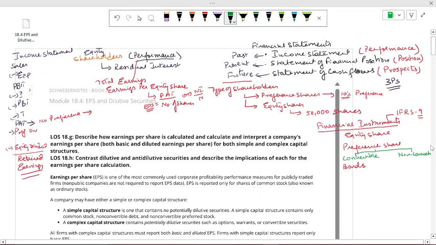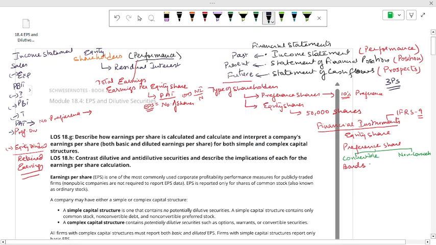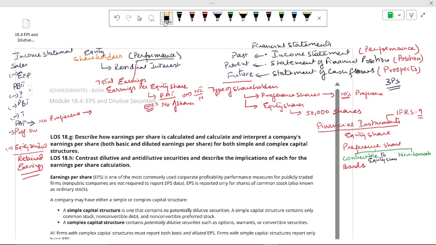So convertible and non-convertible apply to preference shares. It doesn't apply to equity shares. Convertible means convertible to whom? Convertible to equity shares. They will give you an option.